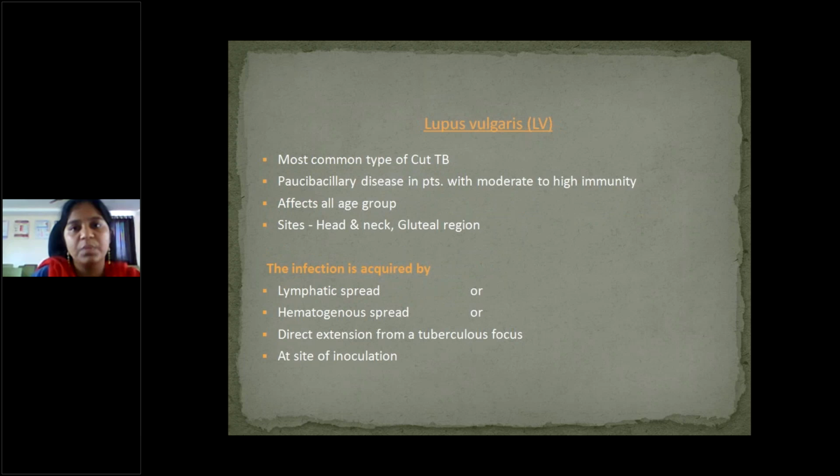And then coming to another type, lupus vulgaris, the most common type of cutaneous tuberculosis. It is a paucibacillary disease in patients with moderate to high immunity, affects all age groups, and the head and neck and gluteal region are more commonly involved. The infection is acquired by lymphatic spread, hematogenous spread, or direct extension from a tuberculous focus at the site of inoculation.